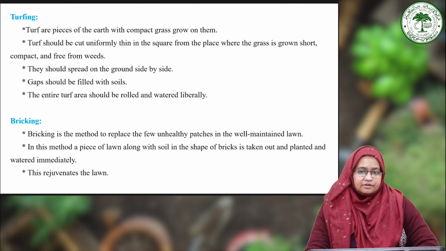The next method used for the growth of grasses is bricking. Bricking is a method used to replace unhealthy patches within a well-maintained lawn. In this method, a piece of lawn along with soil, resembling a brick in shape, is taken out from the healthy areas of lawn. The piece of lawn is then immediately planted in the area where replacement is needed and watered thoroughly. This process helps regenerate the lawn by replacing unhealthy patches with healthy turf from other areas of the lawn, promoting uniformity and health throughout the turfed area.